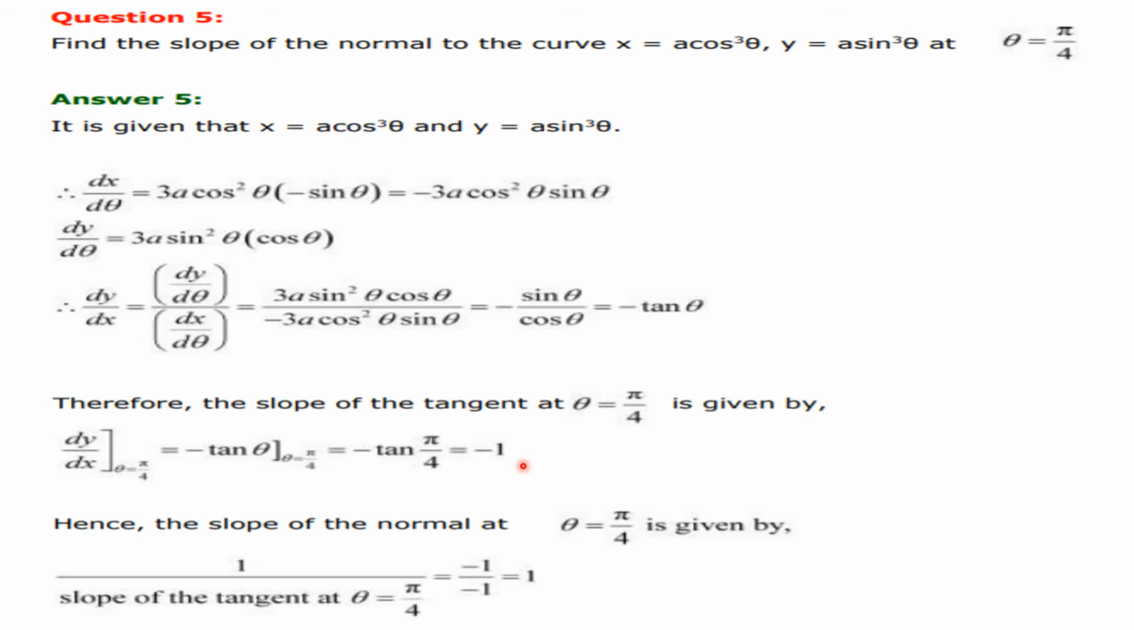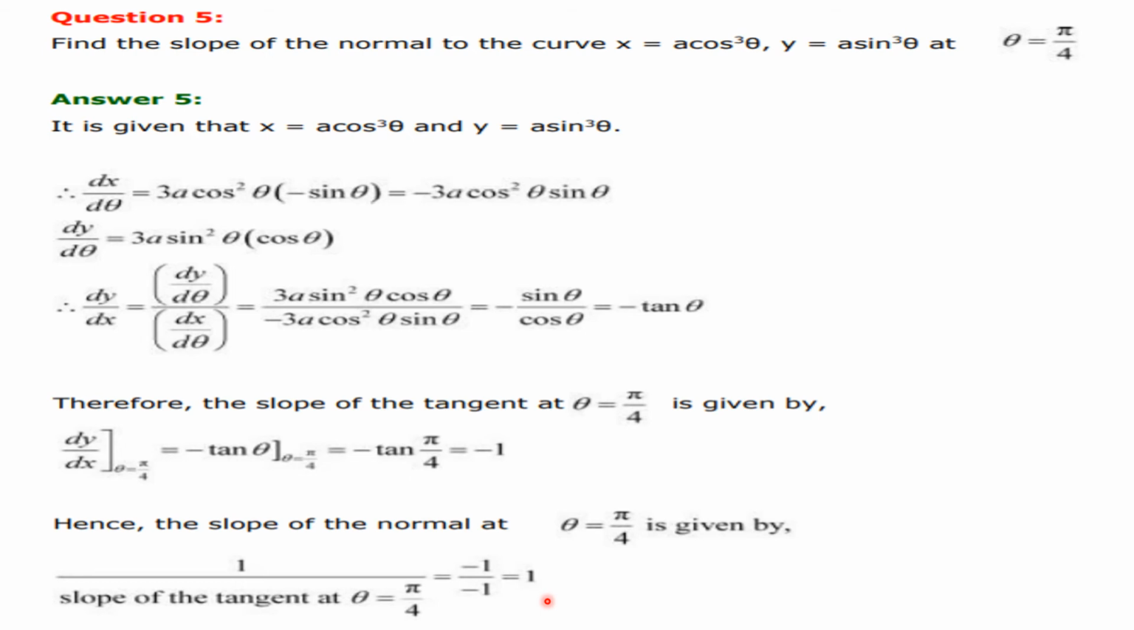We got only the slope of the tangent here. But what is the question? The actual question is the slope of the normal. How do you find the slope of the normal? We have to take the negative sign, the opposite sign, and the reciprocal of the slope of the tangent. Hence the slope of the normal at theta equal to pi by 4 is given by minus 1 by the slope of the tangent at theta equal to pi by 4. That is equal to minus 1 by minus 1, since the slope of the tangent here is minus 1. By simplifying these two numbers, what will you get finally? 1.